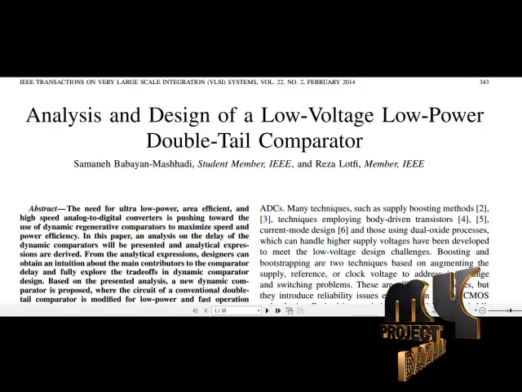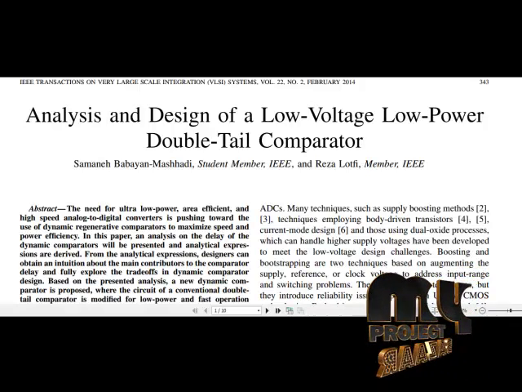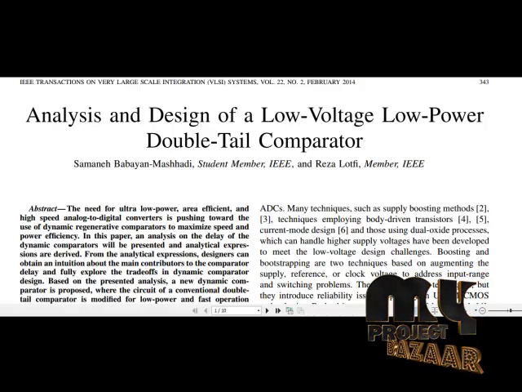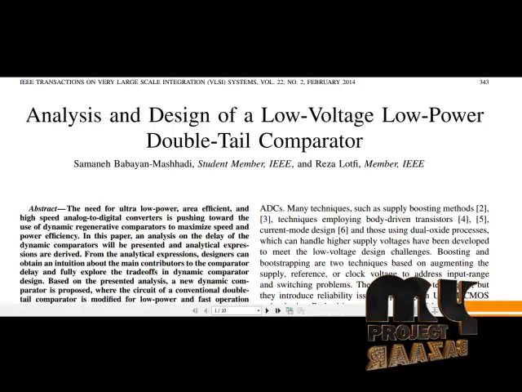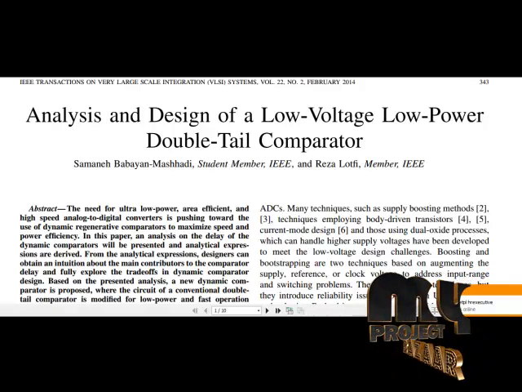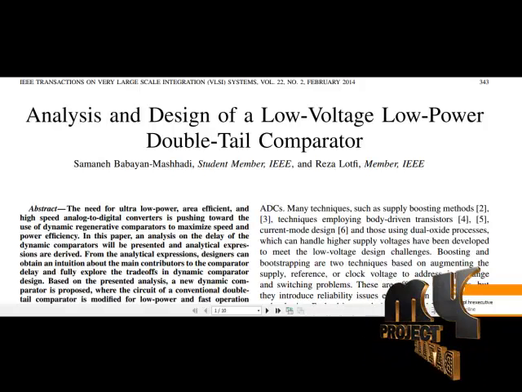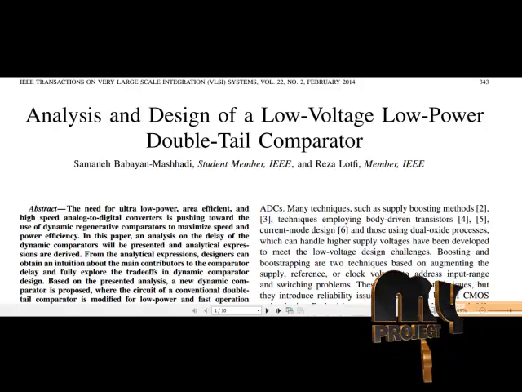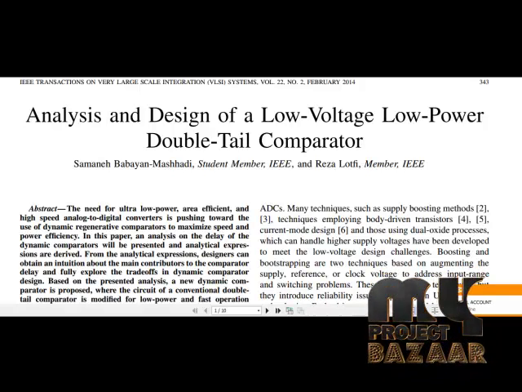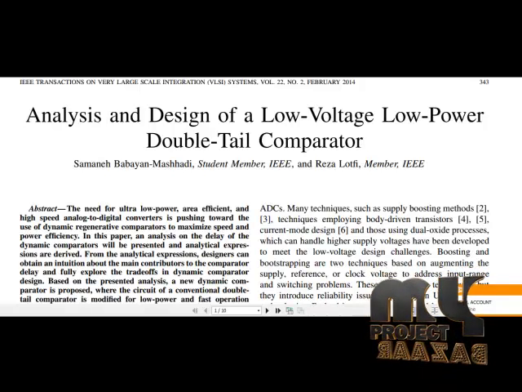Here an analysis on the delay of the dynamic comparator will be presented and analytical expressions are derived. From the analytical expressions, designers can obtain an intuition about the main contributors to the comparator delay and fully explore the trade-off of the dynamic comparator design. Comparator is one of the fundamental building blocks in most ADCs. Many high-speed ADCs require high-speed, low-power comparators with small chip area.